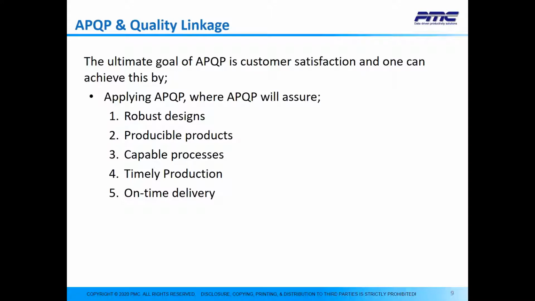So what's the linkage between APQP and the quality? Again, whatever we do, either product or service, everything we do is for customer satisfaction. And that's our ultimate goal. In order for us to reach that goal, we definitely need to have robust designs or services, producible products or repeatable services, capable processes, timely production and on-time delivery.